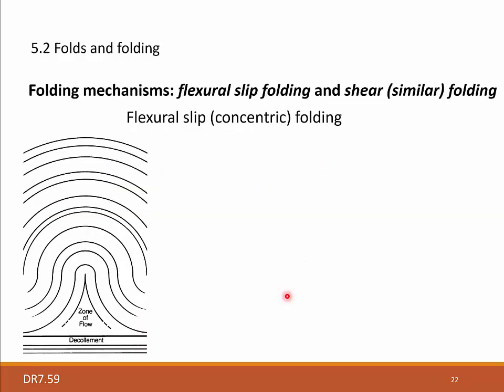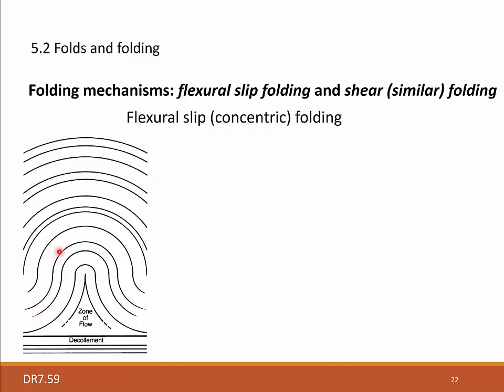Let's come to the mechanisms that allow different fold shapes to form. There are two important ones, the flexural slip folding and the shear or similar folding. Let's start with the flexural slip folding, which also is called concentric folding.